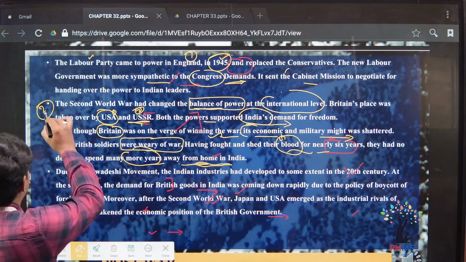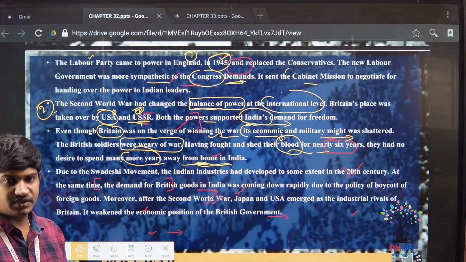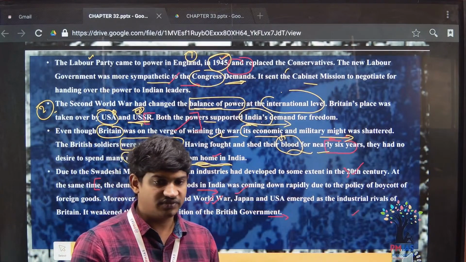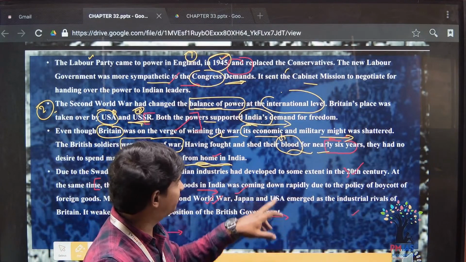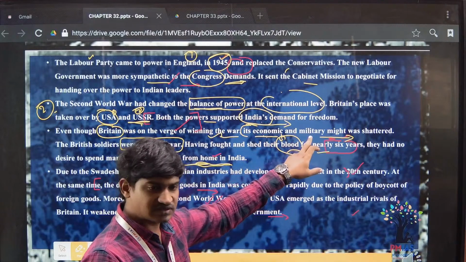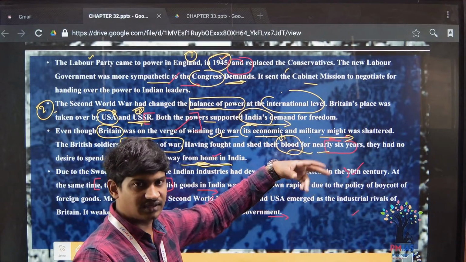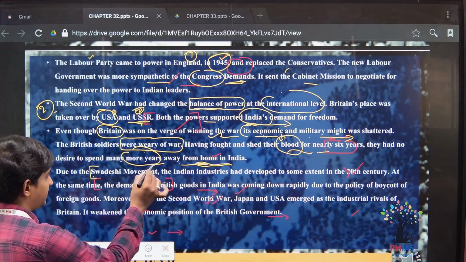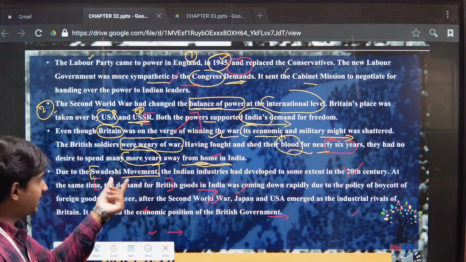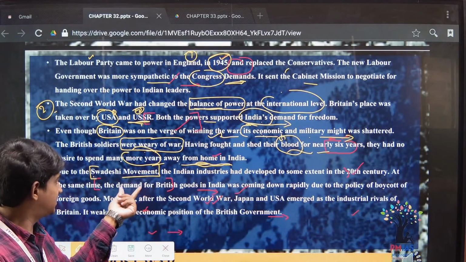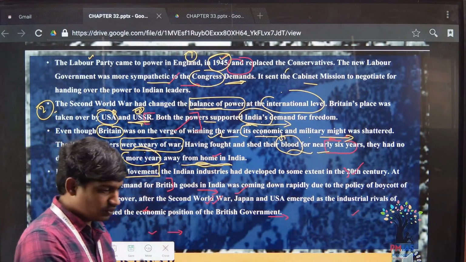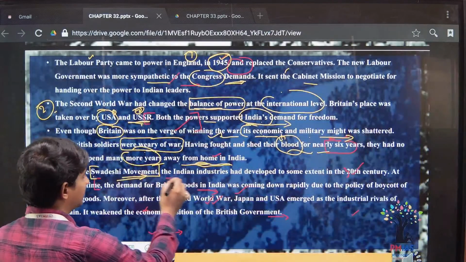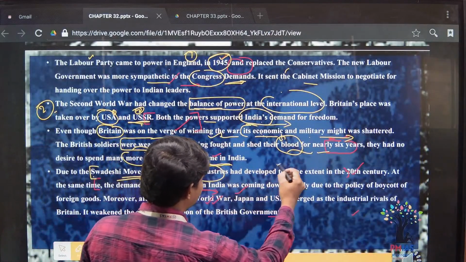So the second reason is pressure by the USA and Soviet Russia. The next thing is that the soldiers were not ready to fight anymore because of the continuous wars and the economic conditions. These were the military causes: soldiers were tired of fighting repeatedly. The economic cause is the impact of the Swadeshi movement. The Swadeshi movement is the oldest form of the Make in India scheme. The Swadeshi movement created Indian industries, and they developed to some extent.